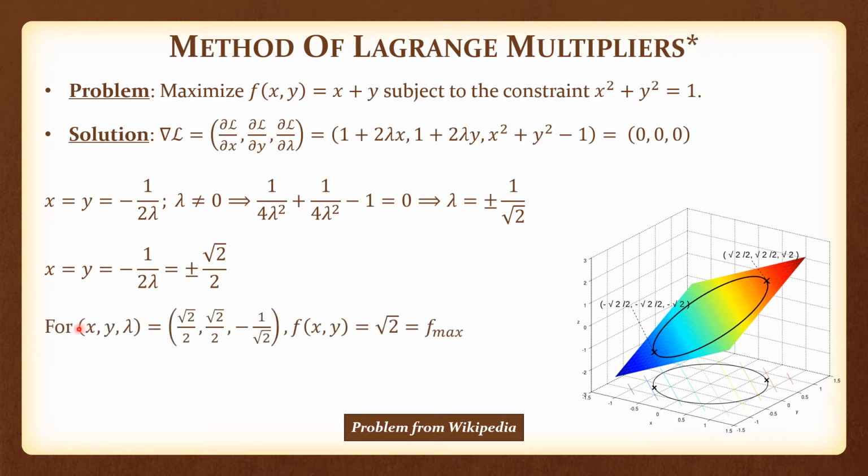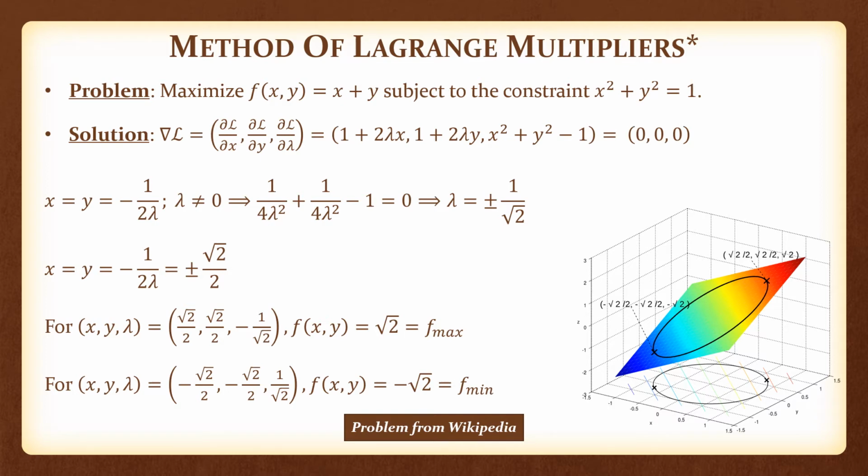For x, y equal to 1 by square root 2, 1 by square root 2, and lambda equal to minus 1 by square root 2, we get the maximum, which is square root of 2. And for the other choice, we get the minimum, which is minus square root of 2. So the method of Lagrange multipliers is a very powerful tool to determine the maximum or minimum, the optimum, of equality constrained functions.